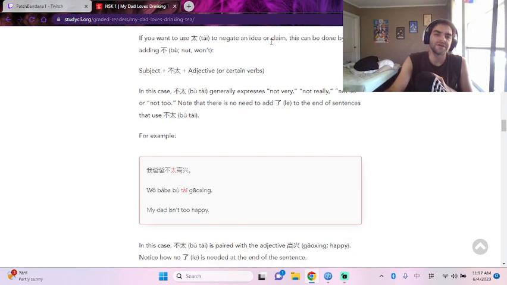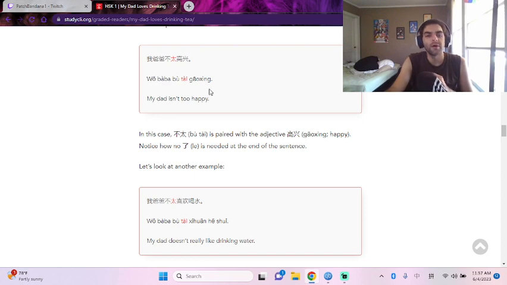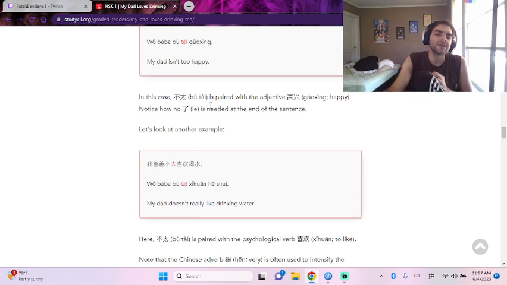If you want to use tai to negate an idea or claim, this can be done by adding bu: subject, 不太, adjective or certain verbs. In this case, 不太 generally expresses not very, not really, not so, or not too much. Notice that there is no need to add le to the end of sentences that use 不太. For example, 我爸爸不太高兴. My dad isn't too happy. In this case, 不太 is paired with the adjective 高兴.